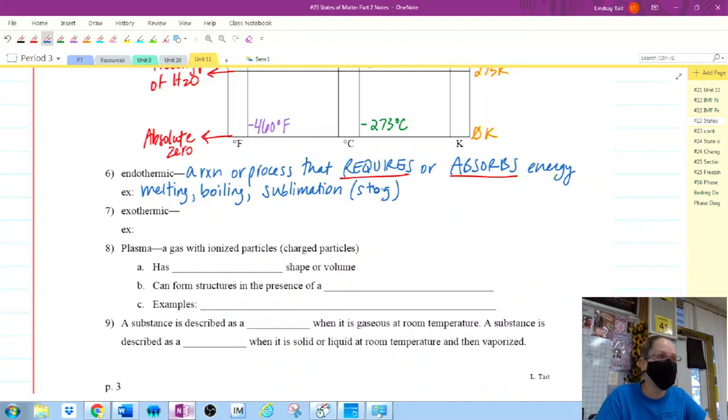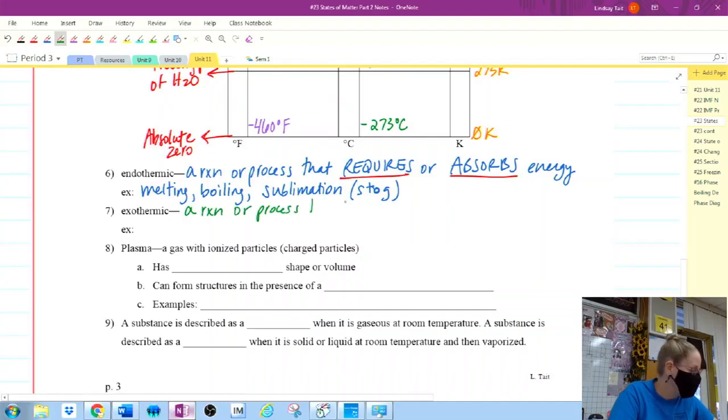So solid to liquid, liquid to gas, solid to gas. Anytime you're going in that direction, those are going to be endothermic. Which means all the other ones are going to be exothermic. So exothermic, a reaction or process that we would say releases. Let's write that a little nicer.